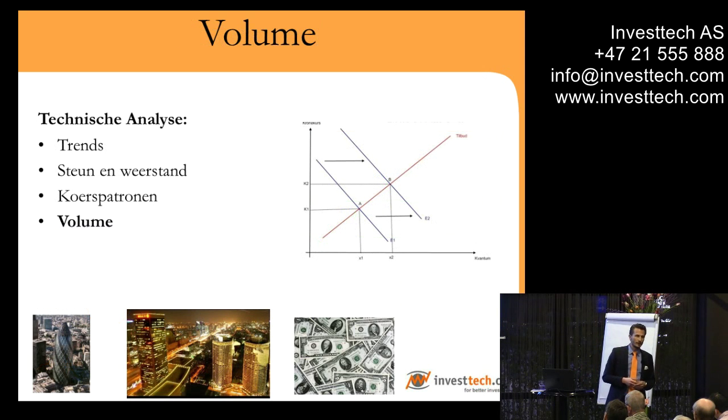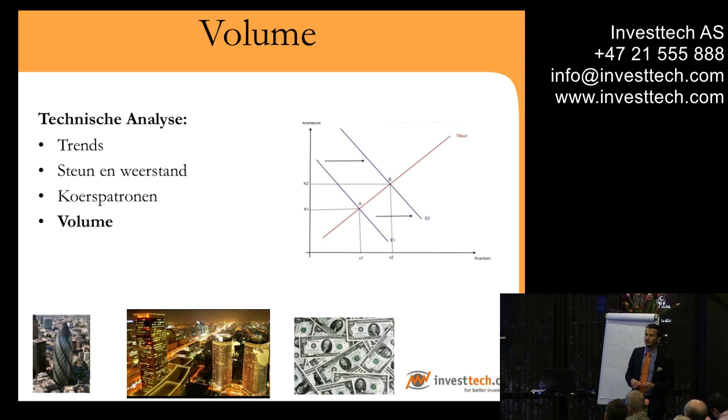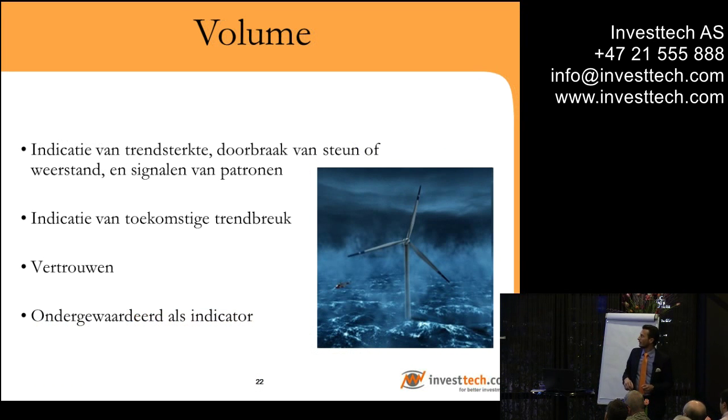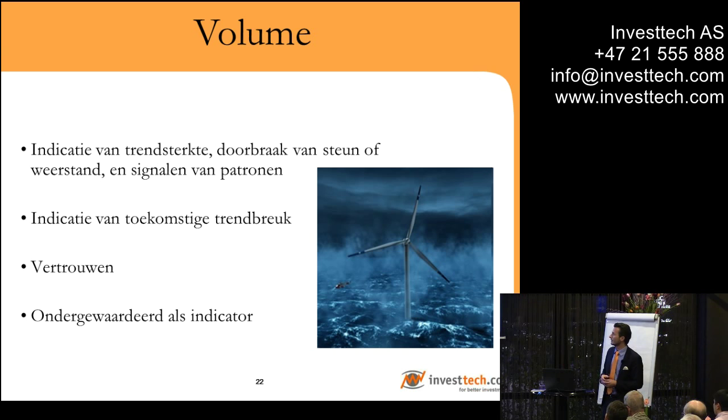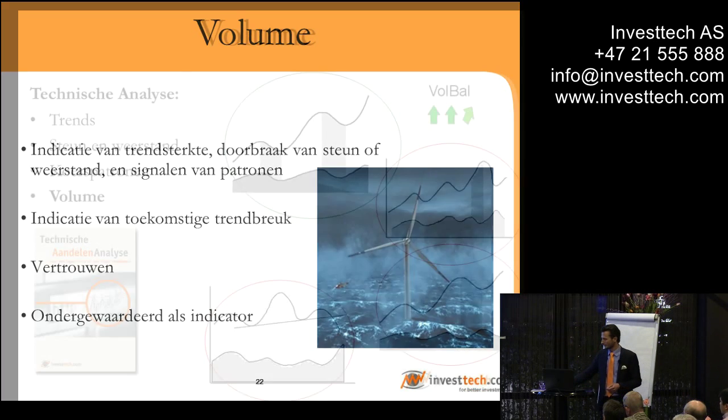The last element is volume, and the volume is important. It's an underestimated indicator. It also indicates a strengthening of the trend, a break of a rectangle pattern or a price pattern, and is a signal of support and resistance. It can also indicate that the trend might not be as strong as we expected. So we can use it on all the elements, and it's underestimated.